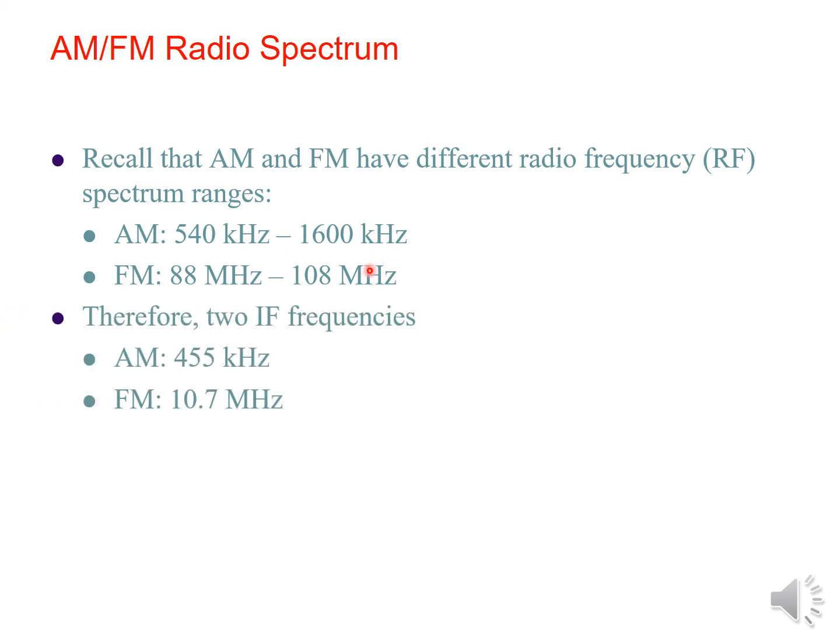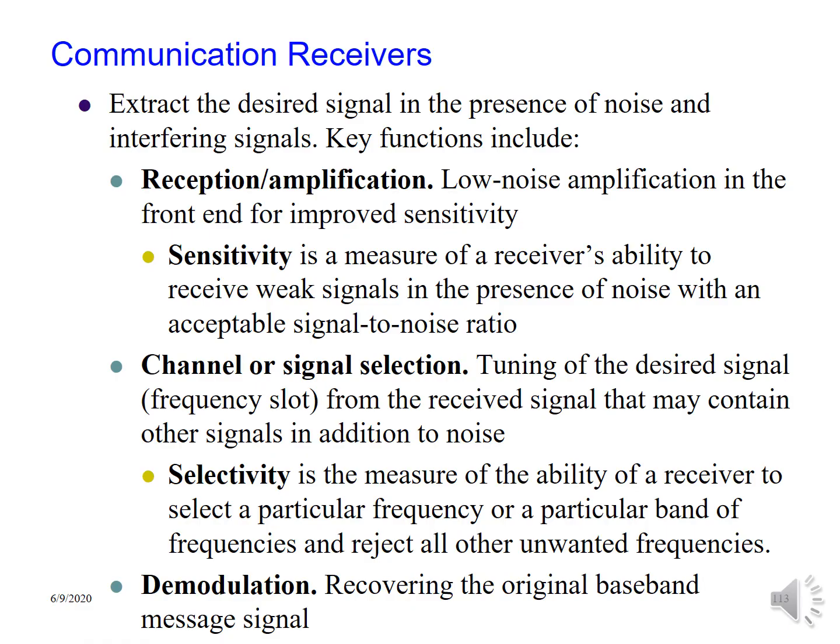Alright, so for AM the intermediate frequency must be around 455 kilohertz, and for FM around 10.7 megahertz, roughly. So for a communication receiver to receive different types of signal, it must have the capability to extract the desired signal, where of course noise and interfering signals exist.